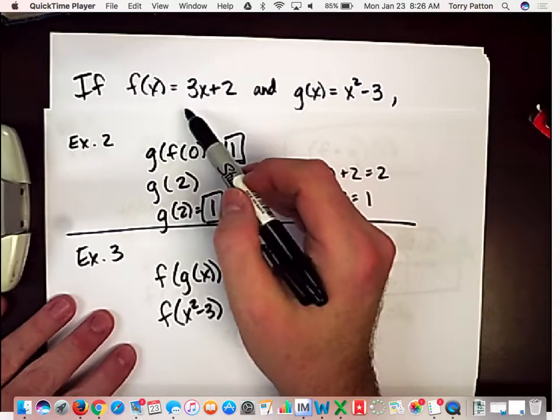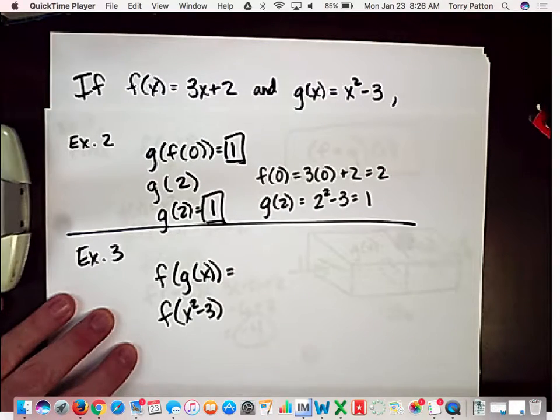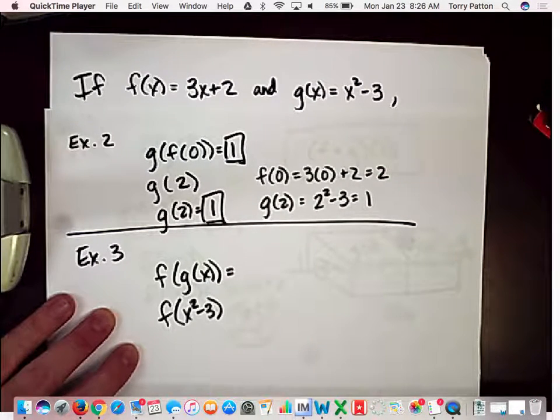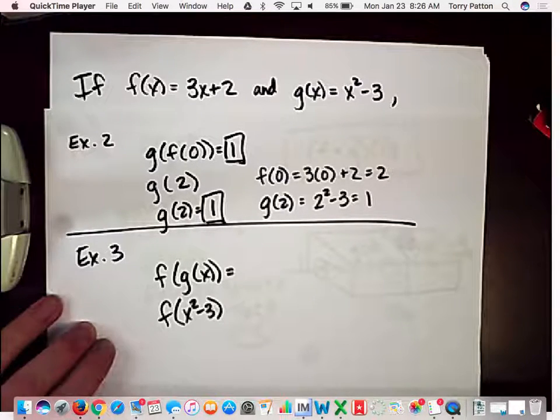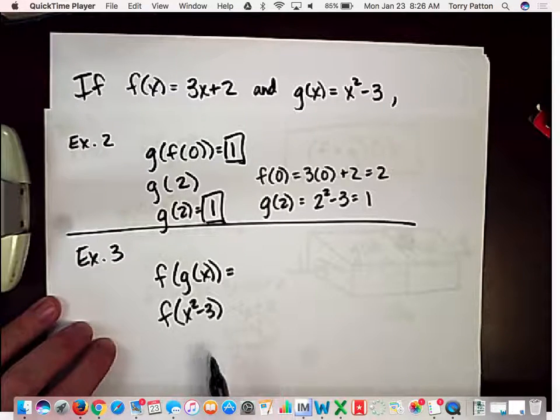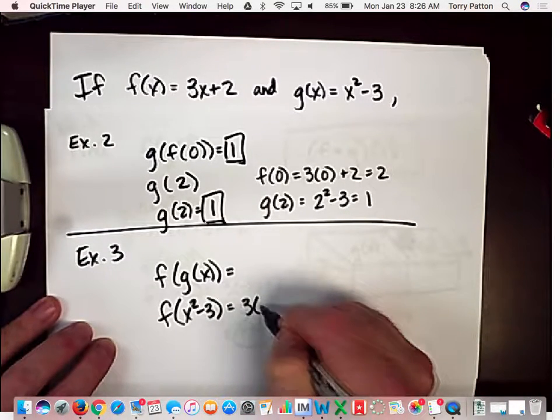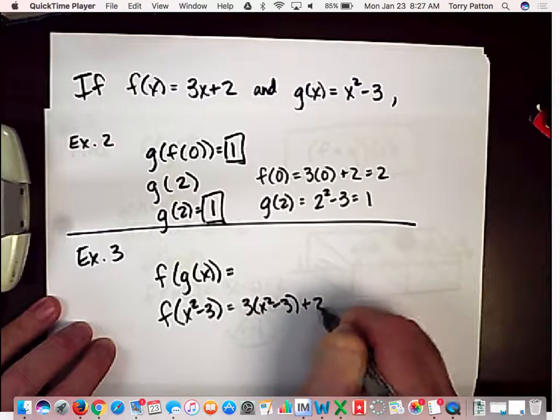So f of x is 3x plus 2. What is f of c? If I ask you to find what is f of c? 3c plus 2. What's f of Alabama? 3 Alabama plus 2. Okay. F of purple? 3 purple plus 2. Okay, f of anything, 3 anything plus 2. So what's f of this junk? 3 times this junk plus 2.